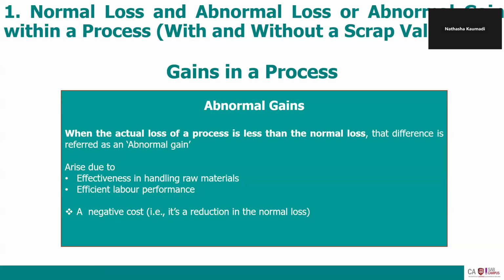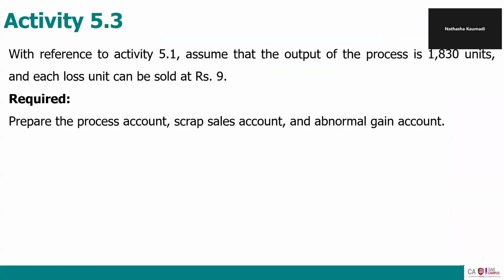Remember, in one process, there can't be abnormal losses and abnormal gains at the same time. There can be normal losses. That is what we calculate based on industry numbers. Normally, what is our expectation? But in addition to that, you can have abnormal losses or abnormal gains. That means you can't have both abnormal losses and abnormal gains together. That's understood, right? Okay.